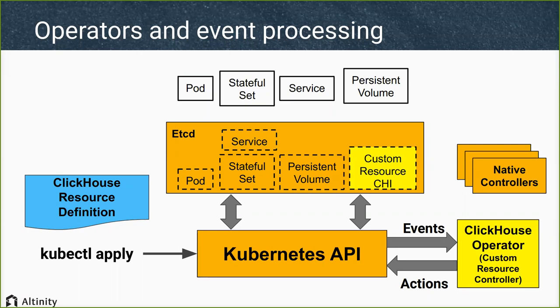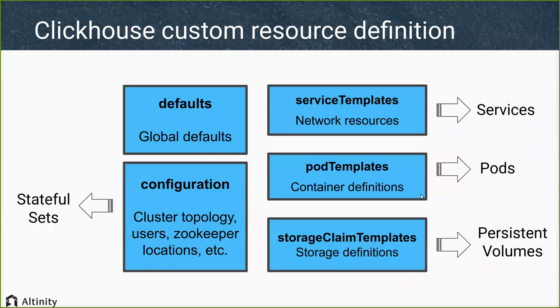Let's take a look in more detail at which parts of this custom resource definition are available in our YAML files. There are five main parts that make up the ClickHouse installation specification. First of all, defaults. In this part you can describe global defaults that will be used all over the ClickHouse installation. The second part is configuration. This is the big part where you specify cluster topology, zookeeper locations, and all other custom specifics, like custom configuration files for ClickHouse and custom configuration files for the environment.